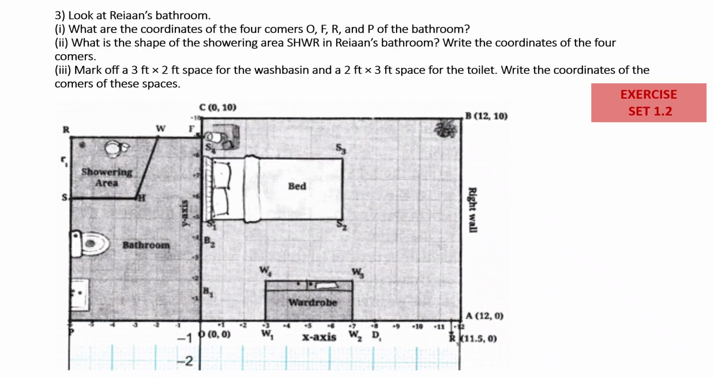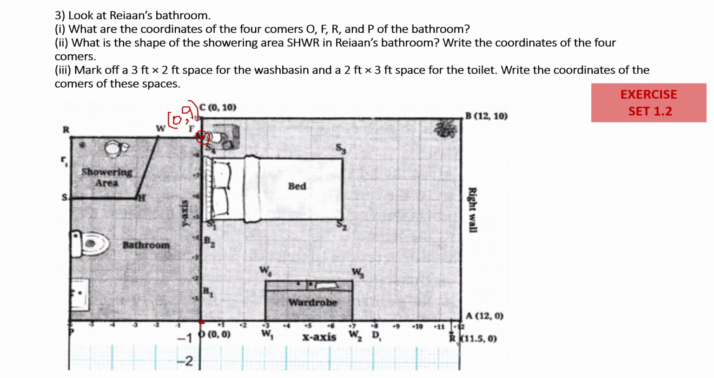We'll see the next question. Look at Rayan's bathroom. What are the coordinates of the four corners O, F, R, and P of the bathroom? First, we'll do that one. So, what is O? O is nothing but the origin, which is 0, 0. It is already there. And what about F? Over here, the point F lies on the y-axis, so our x is going to be 0, right? So the x value is 0, and the y value over here is 9. So 0, 9 is the coordinate for the point F.